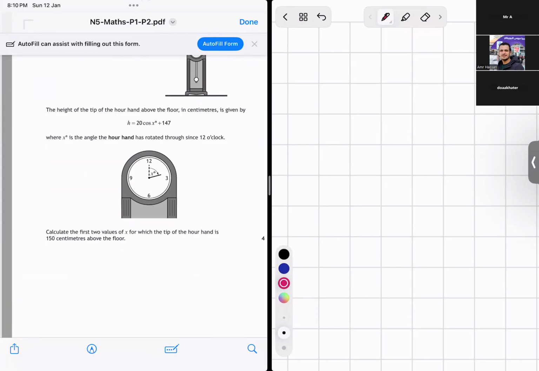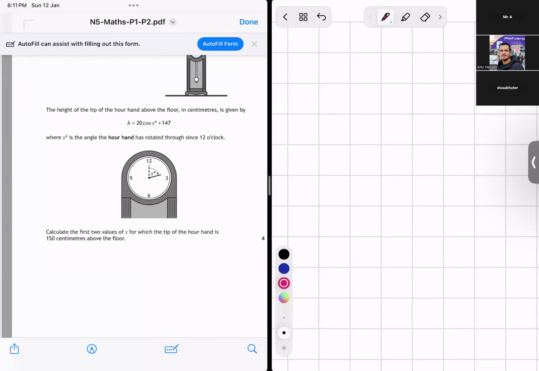What does h stand for? He told me that h sounds like the height, right? Which makes sense. He told me that this one is 150, right? So what I want to do, I need to figure out what cosine x stands for, because I need to rearrange our thoughts together. Basically, he asked me about the angle, which makes sense.